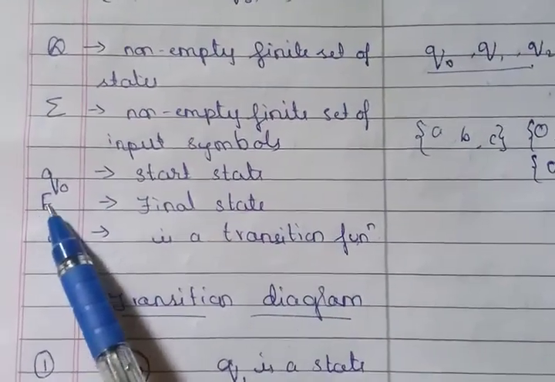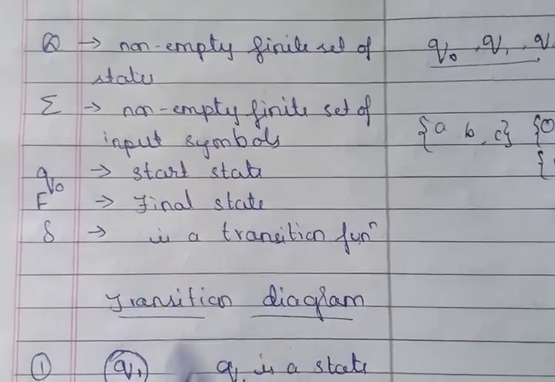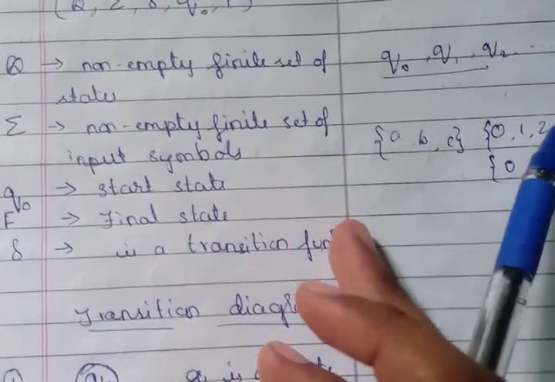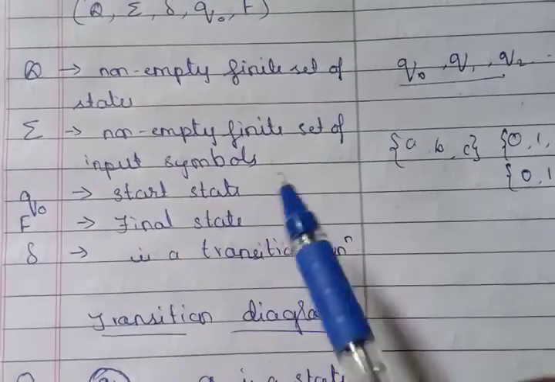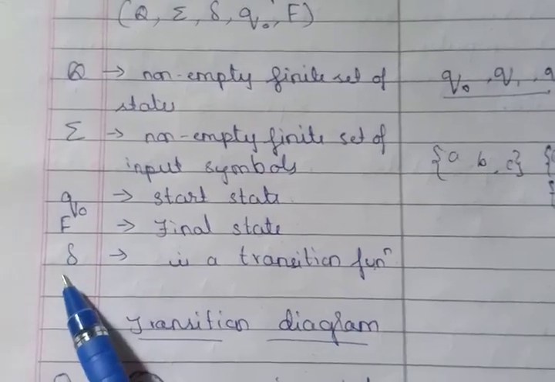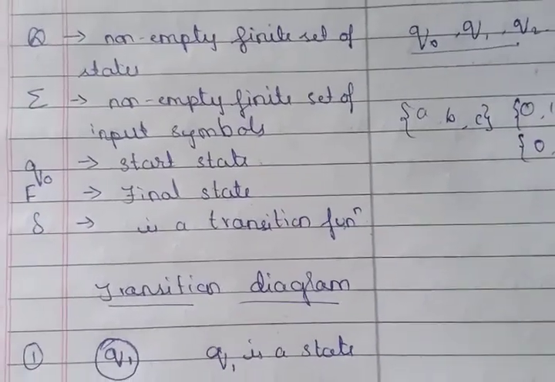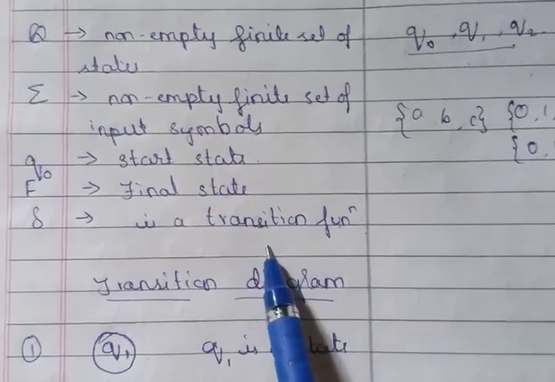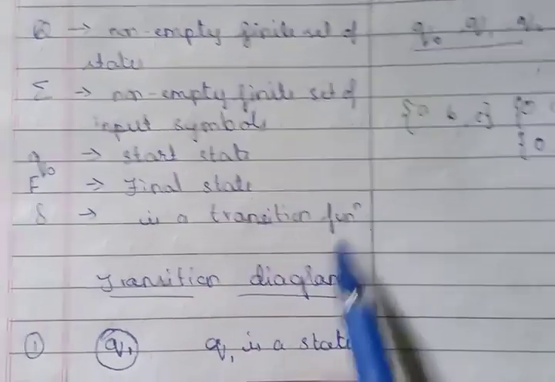Next, Q naught is the start state and F stands for the final state. In our previous video we said that the machine will have 3 kinds of states: first the initial, then normal, and finally the final state. Then next up, delta is the transition function. This is the place where the entire process takes place in the control unit. While solving problems we will see what transition functions are for.